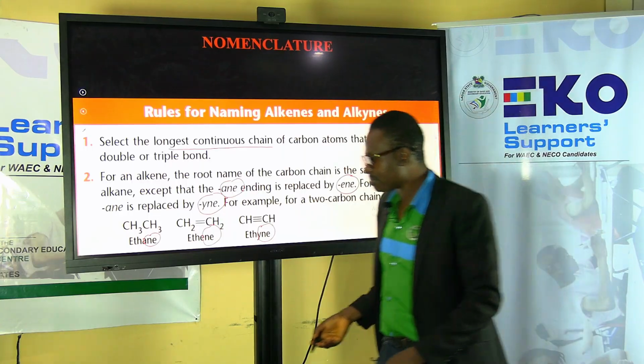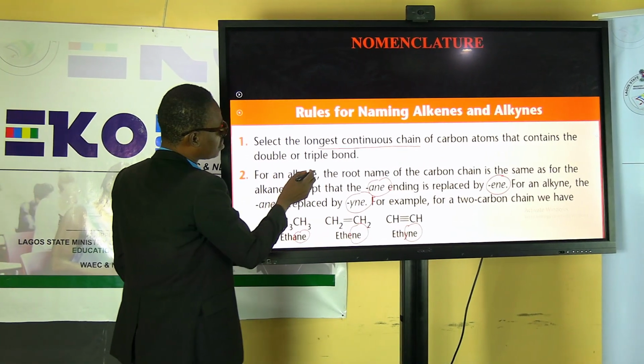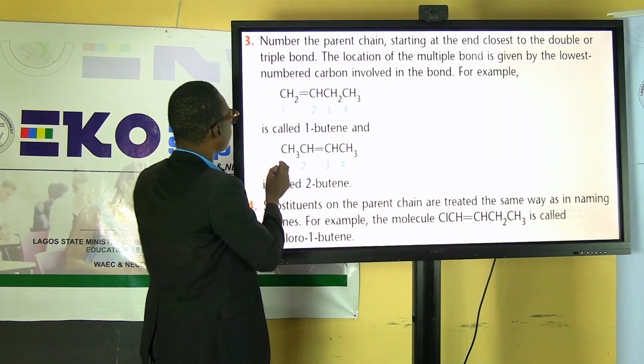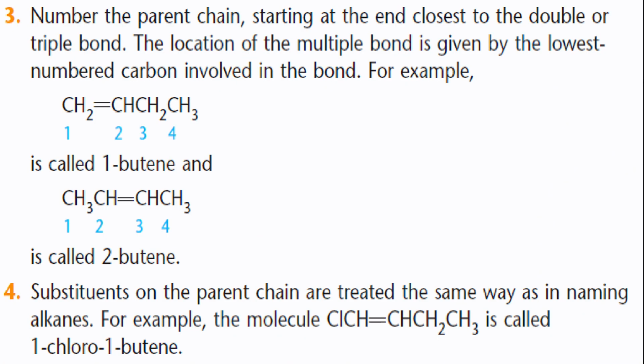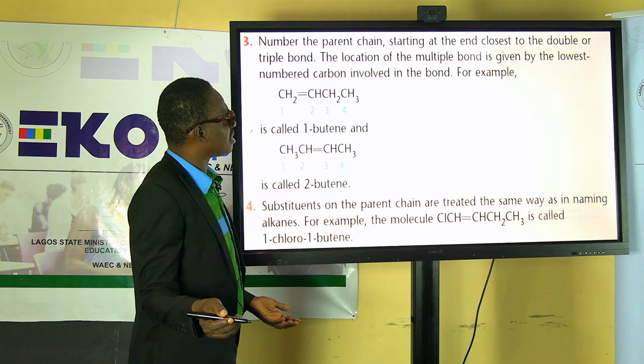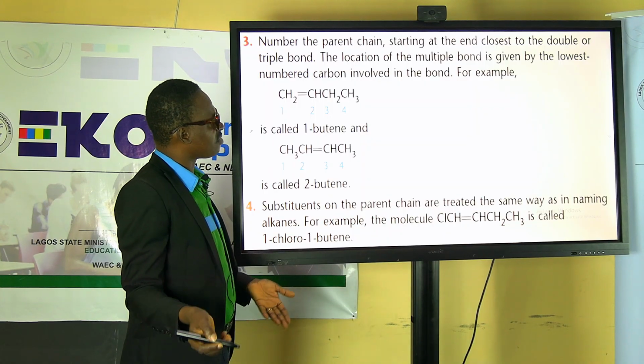Oh, wonderful. Let me move to the next one. The third rule: number the parent chain starting at the end closest to the double or triple bond. The location of the multiple bond is given by the lowest number of the carbon involved in the bond.